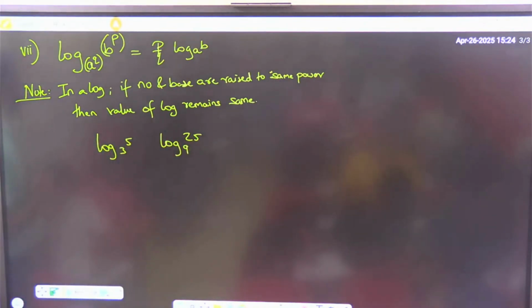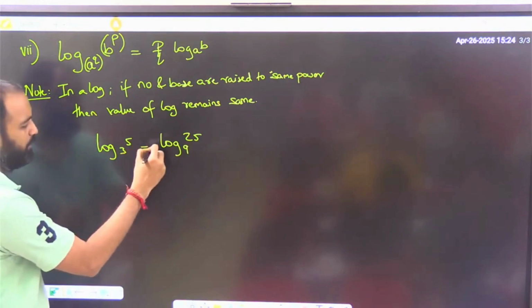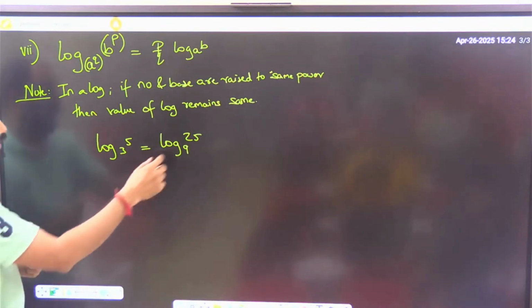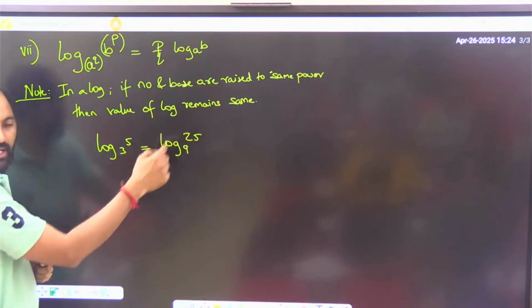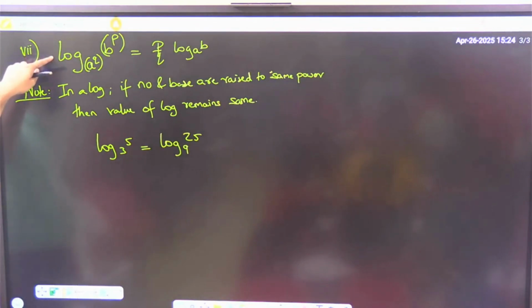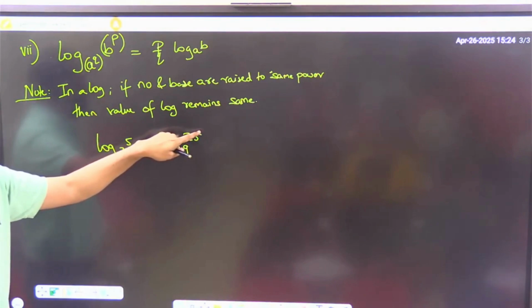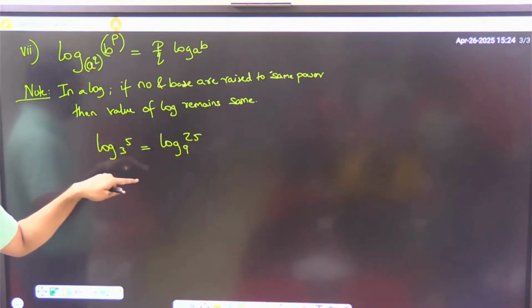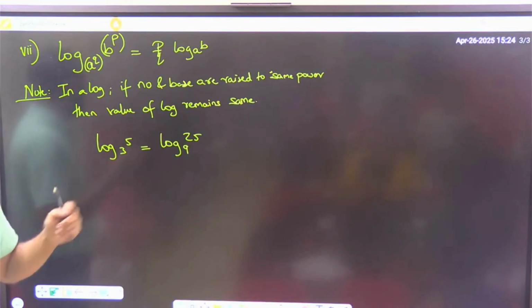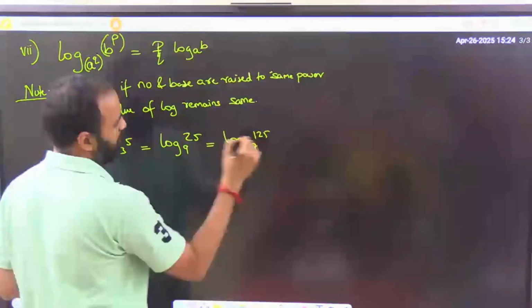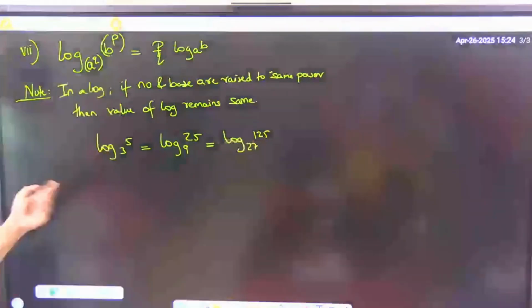What is the relation between these two numbers? They would be equal. Why? Because we can write 25 as 5 square and 9 as 3 square. Then according to this property, the 2 of the number will come out in the numerator and the 2 of the base in the denominator. Cancelling off, we are left with log 5 to the base 3. Log of 125 to the base 27 will still be the same.